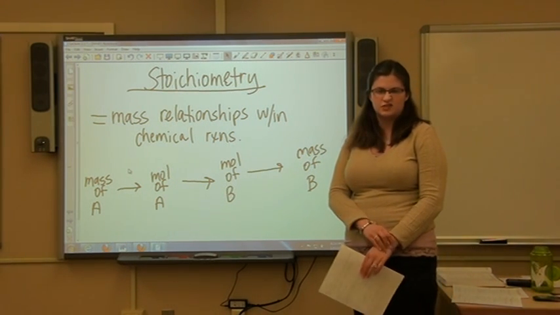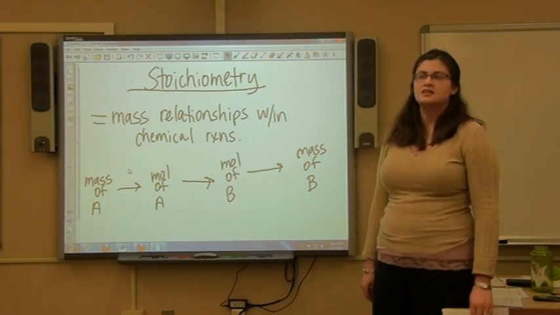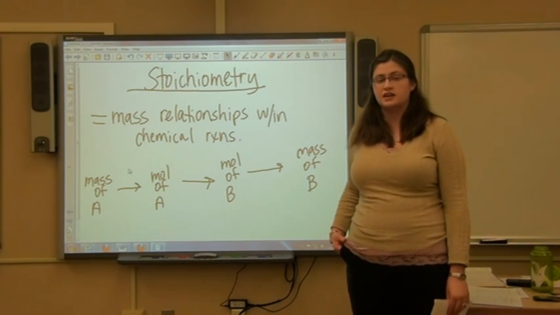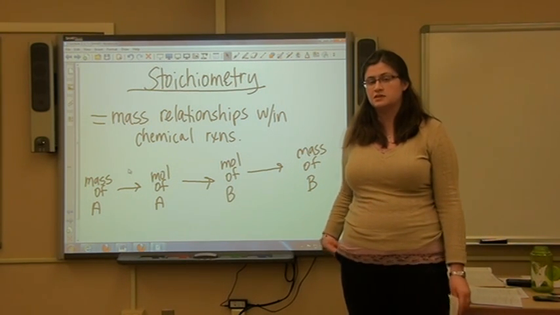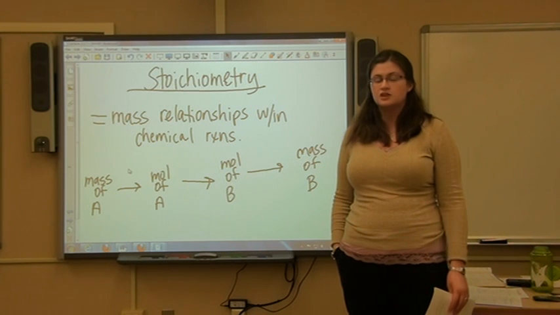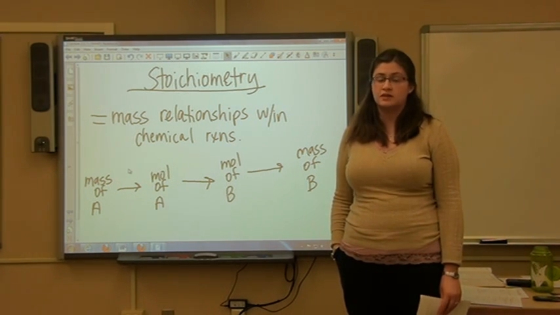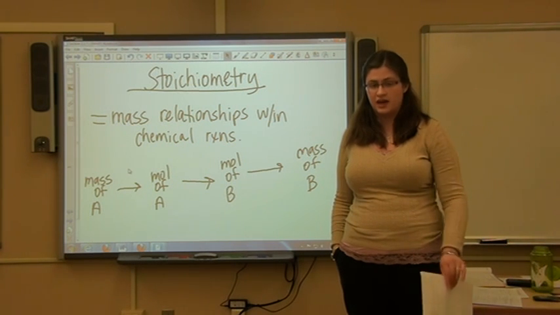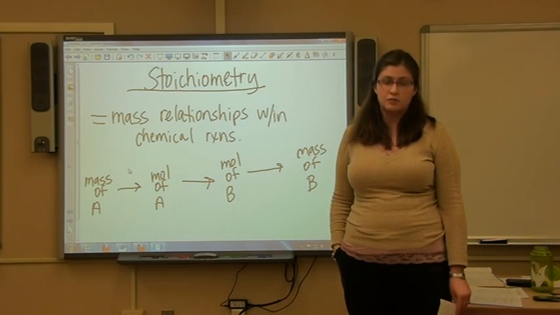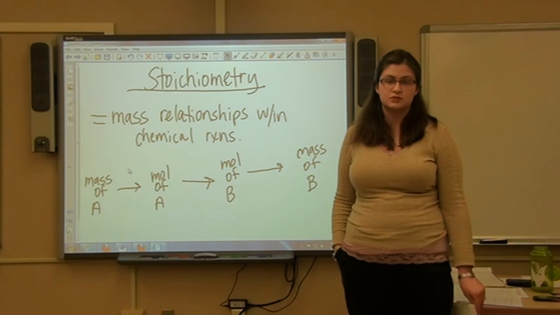Well, why is this useful? What's the purpose of this? Stoichiometry is useful in that if you know how much of one substance you want to produce, you can calculate how much of your reactant you need to have. Or on the other hand, if you know how much reactant you have, you can know exactly how much product you'll be able to produce with that reactant.